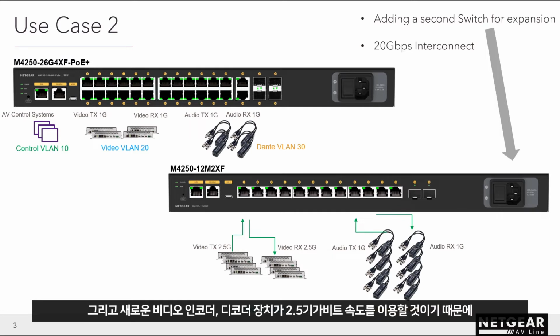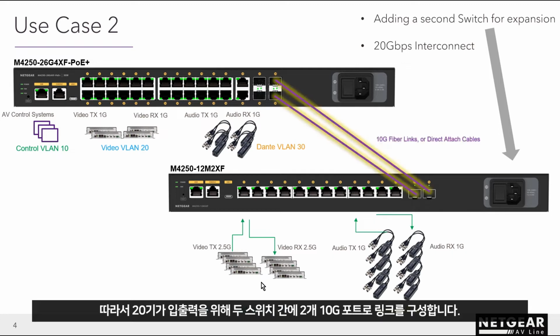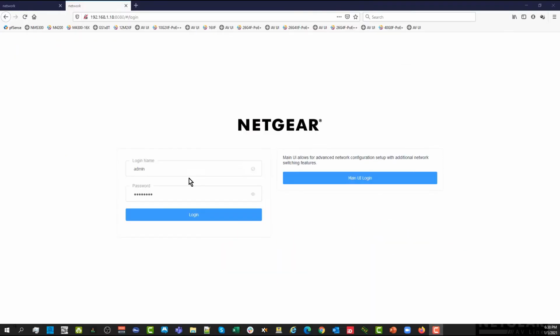And we want to plan for 20 gigabit per second interconnect because those new video encode decode units are going to use 2.5 gig Ethernet. So for that, we are envisioning two 10G links between the switches for ample 20 gig in and out between the two switches. Are you ready?